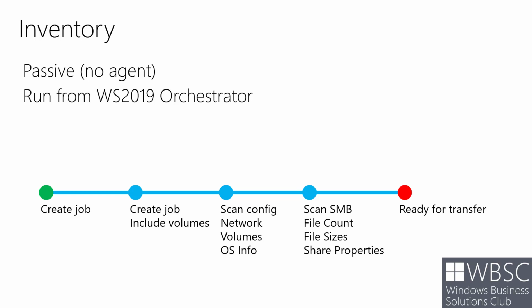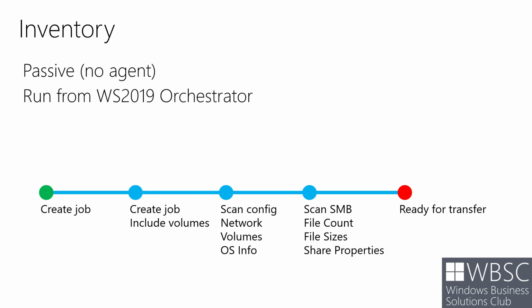So first of all, we create the job. This is the green button here. Then we have the job step, including the volume scan. The configuration is scanned, the number of files, the sizes, the properties are scanned, and then we are ready for the transfer. So at the red point here, we are ready to go to the next step to transfer the data.